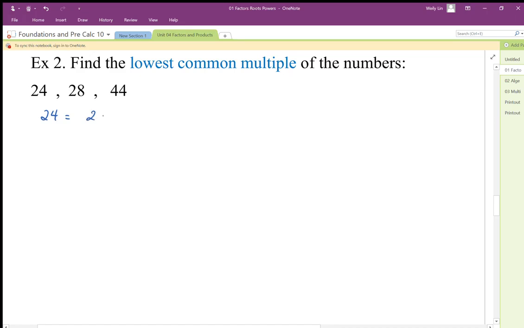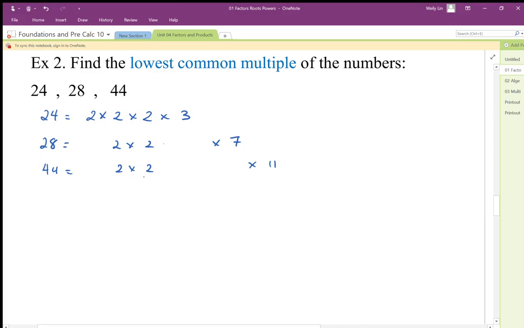It's going to be 2 times 2 times 2 times 3. Okay. 28 factors into 2 times 2 times 7. And 44 works out to be 2 times 2 times 11.